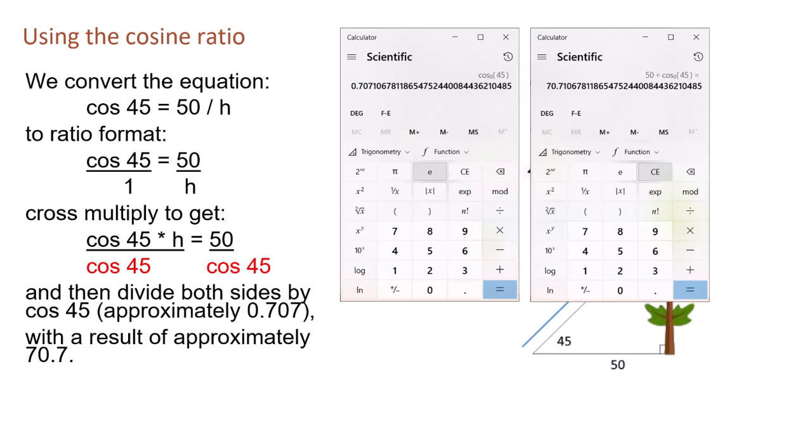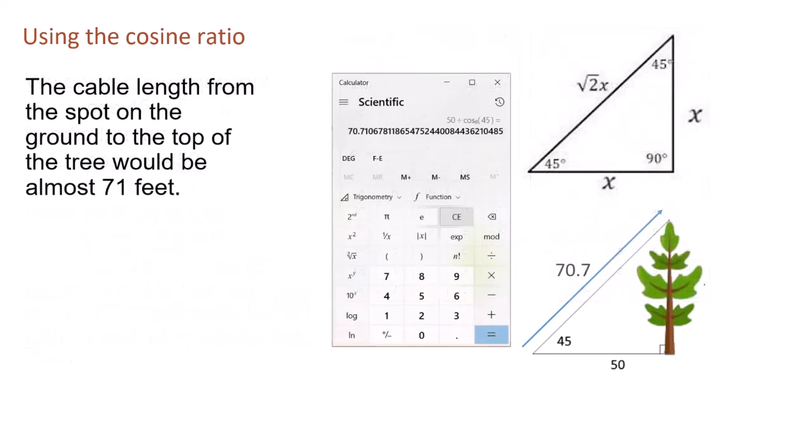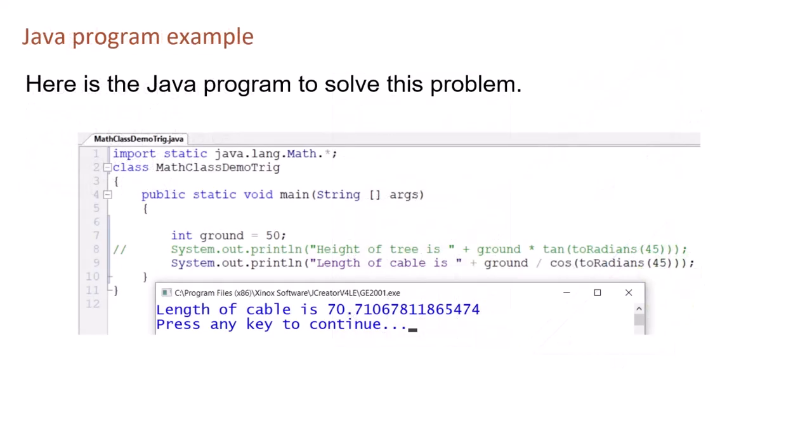We convert the equation cosine 45 equals 50 over h to ratio format. Cosine 45 over 1 is equal to 50 over h. Cross multiply to get cosine of 45 times h is equal to 50, and then divide both sides by cosine of 45, which is approximately 0.707, with a result of approximately 70.7, as you can see in the two calculator images shown here. The cable length from the spot on the ground to the top of the tree would be almost 71 feet. Here is the Java program to solve this problem.